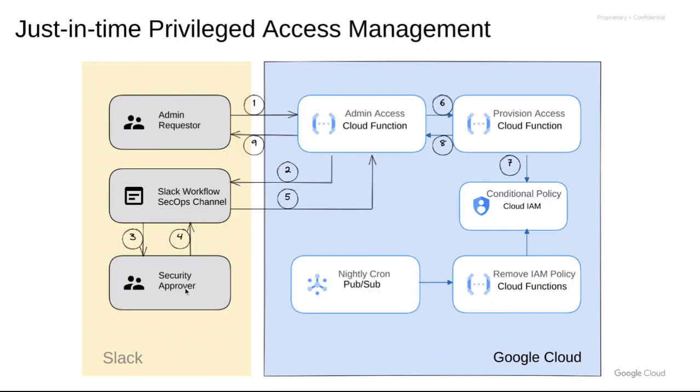A similar workflow happens if the security approver takes a reject decision. So it again goes back to the admin access cloud function. But this time, instead of triggering this provision access function, it straight away responds back to the admin requester, conveying back to them that that request was rejected. So let's jump into the demo. I'll show you a couple of tabs.